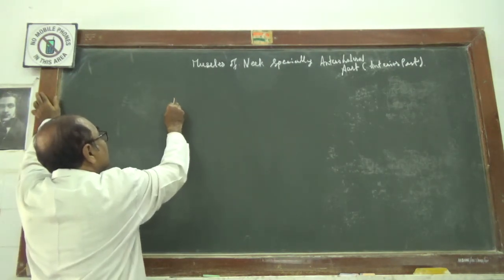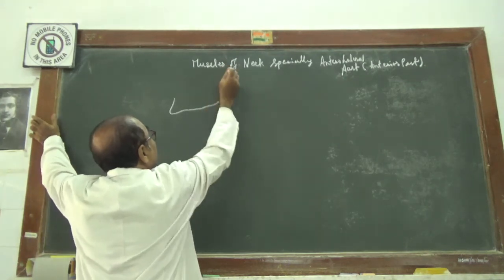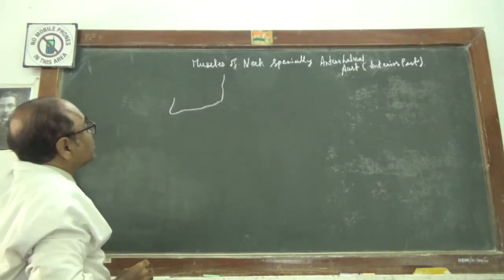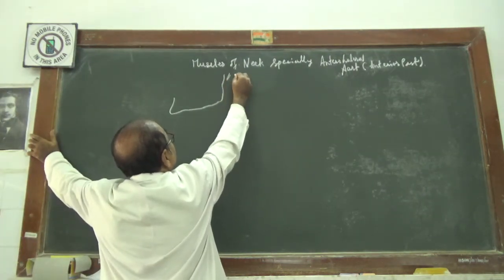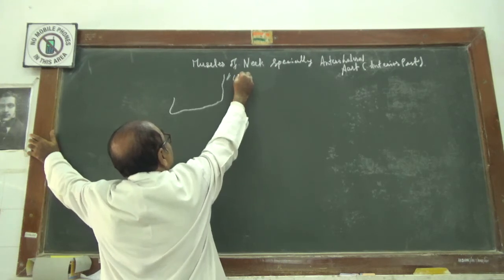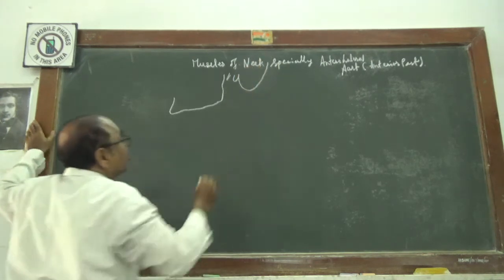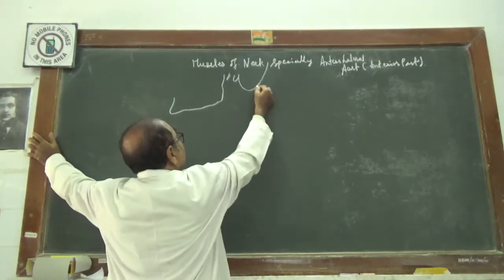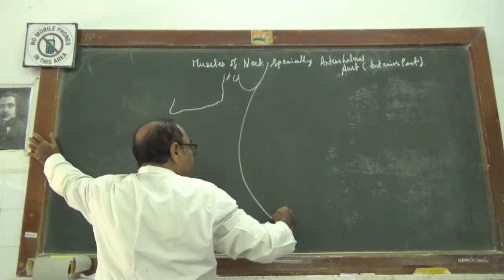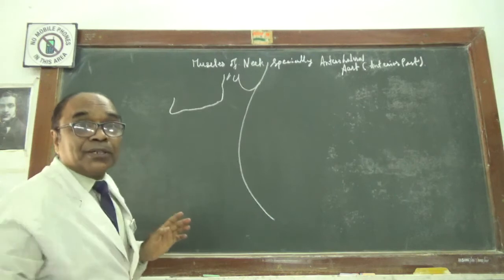Now that diagram will come like this. You have to understand. So this is the mandible. This is called the thyroid process. This is called the mastoid process. Then this is said to be the occipital bone. Then you will have the limit, that limit is the cervical vertebrae.